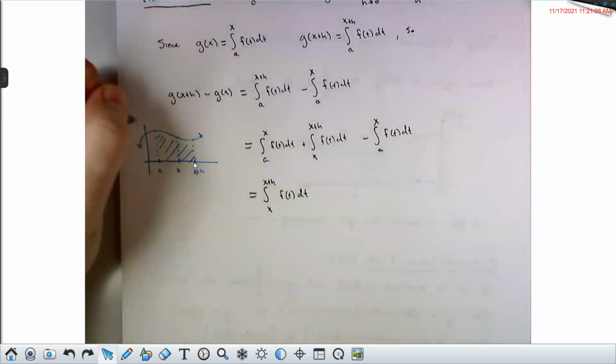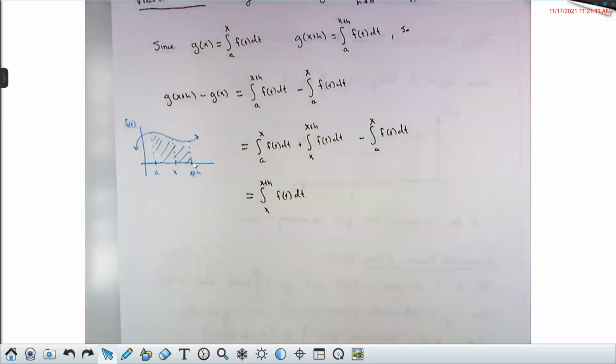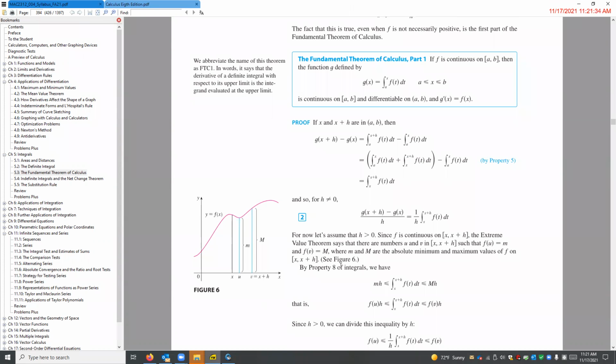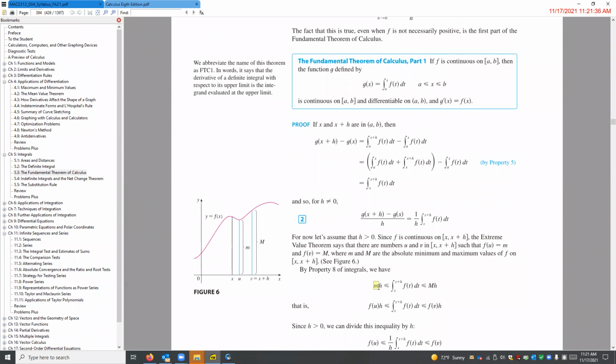Okay, yeah, that actually makes sense. It's not too bad. So we split this guy into these two, and then the first of those two cancels with the thing we're subtracting. So we're just left with this. From there, we're going to estimate this integral using the inequalities that we talked about in section 5.2. Remember, back in section 5.2, we had this theorem that said if little m is the min and big M is the max for your integrand, then the integral can be bounded below by little m times the width and bounded above by big M times the width.